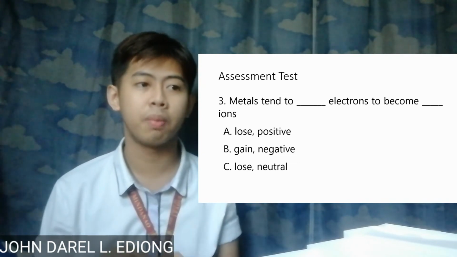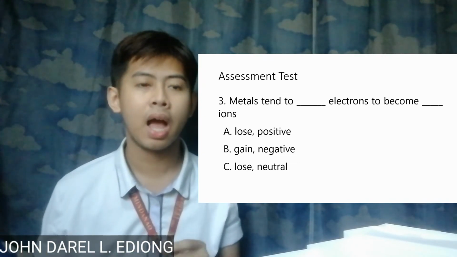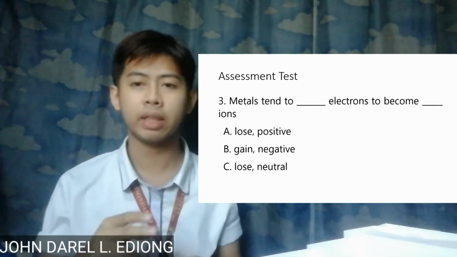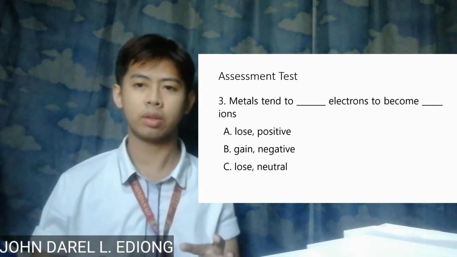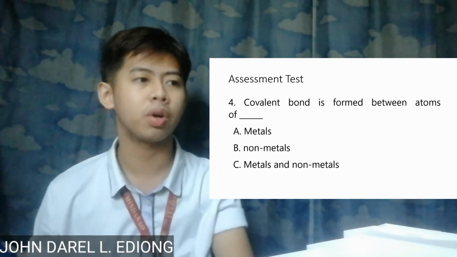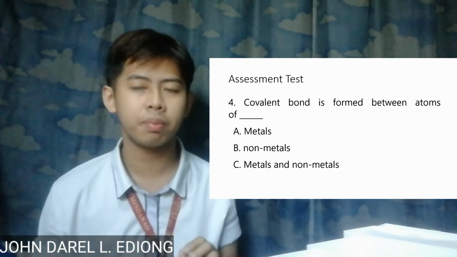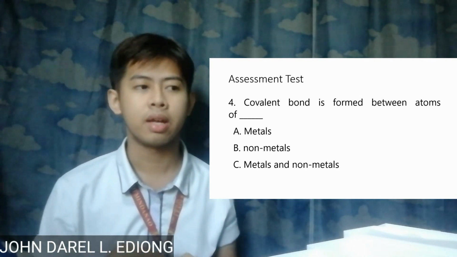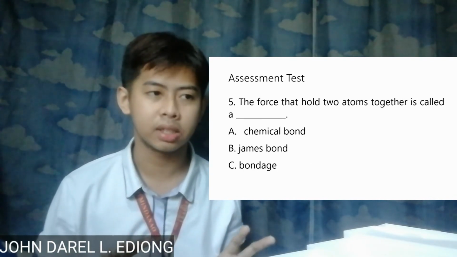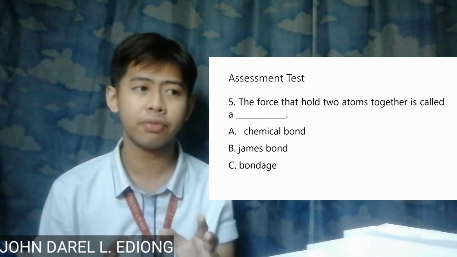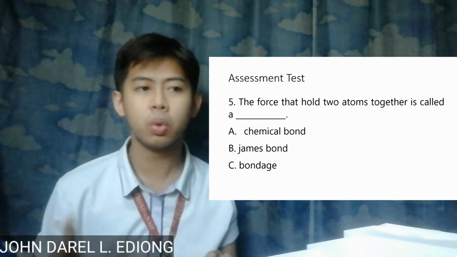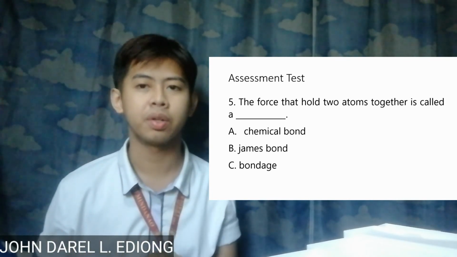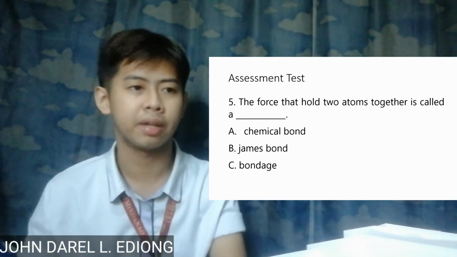Okay. Number 3. Metals tend to blank electrons to become blank ions. What is the answer? A. Lose. Metals tend to lose electrons to become positive ions. Number 4. Covalent bond is formed between atoms of what? B. That is non-metals. And lastly, number 5. The force that holds two atoms together is called a chemical bond or chemical bonding.